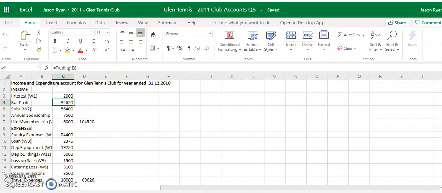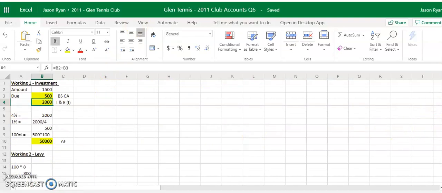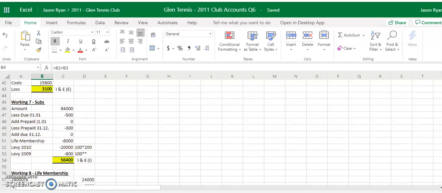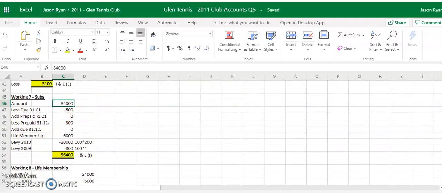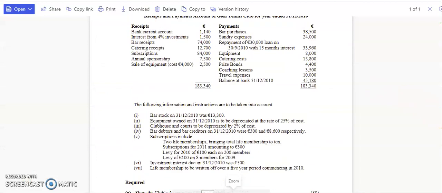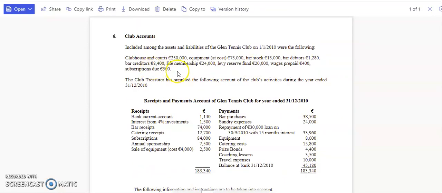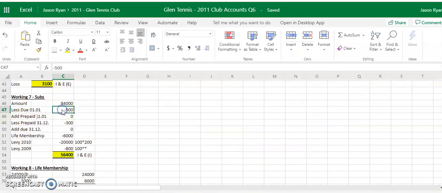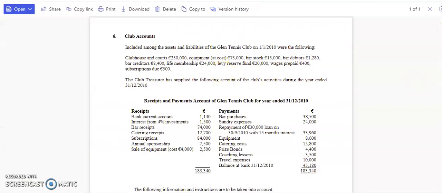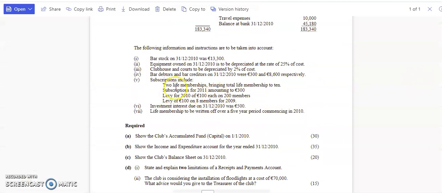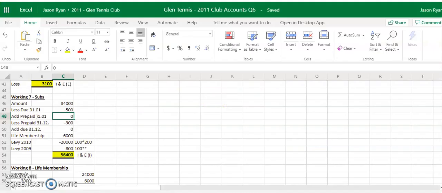So your working for your subs is going to look something like this. You've got 84,000, that's taken straight from the question. So subs 84,000. We had subs due at the start of the year, 5,000. As we said, you're going to reduce it because that's for the previous period. We've no subs prepaid, so it's going to be 0 at the start of the year. At the end of the year, we'll have a look for any subs due or prepaid. You have a sub for 2011, so that's prepaid of 300. So you're going to add that 300 on. I don't have any subs due at the end of the year, so it's going to be 0.